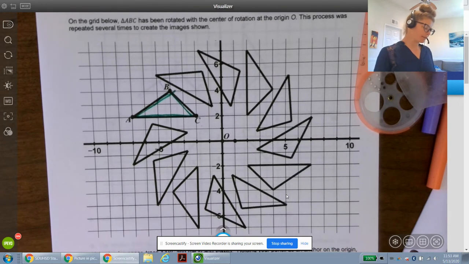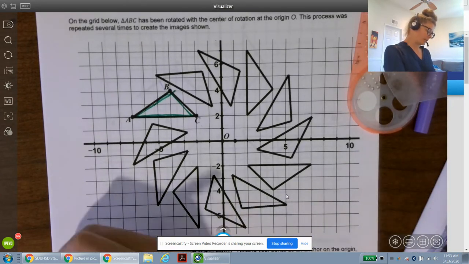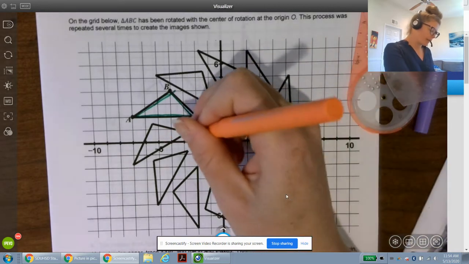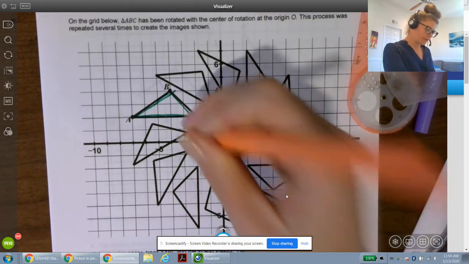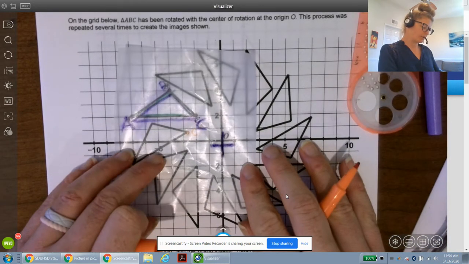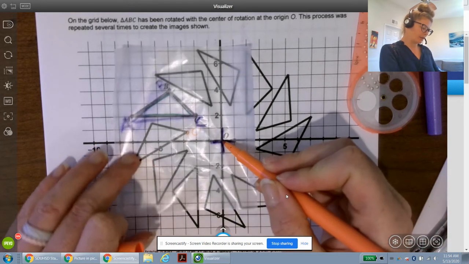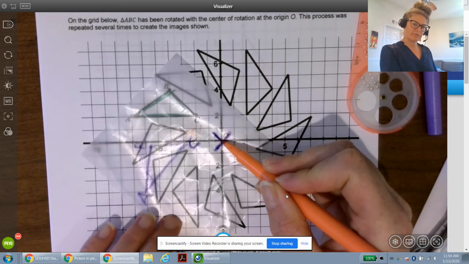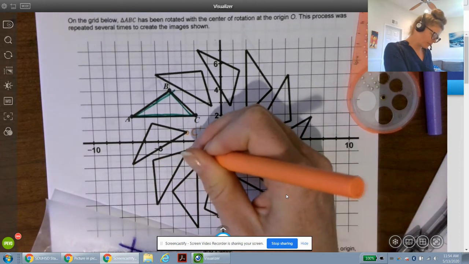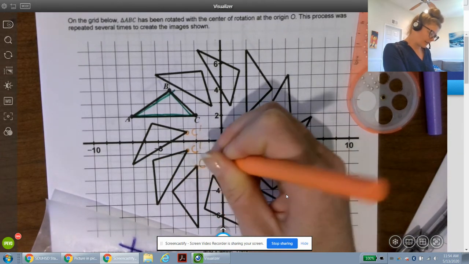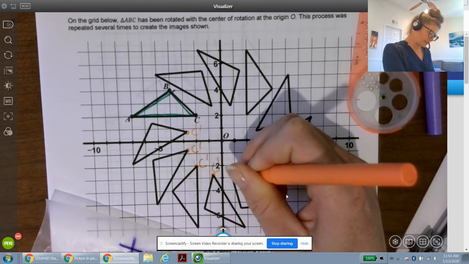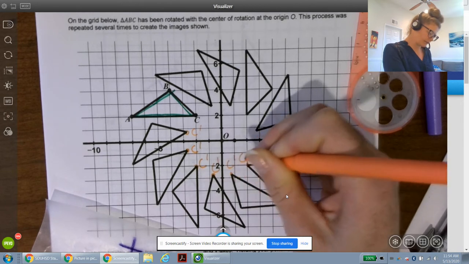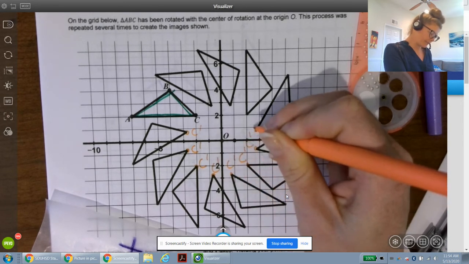So what we want to do is label the corresponding vertices to angle C on all the images of triangle ABC. So what are all the corresponding vertices going to be? They're going to be C prime. And if you wanted to visually see this again, we could rotate. Oh, there's C prime. Oh, here's C prime. Notice the inner vertex is always going to stay C prime.